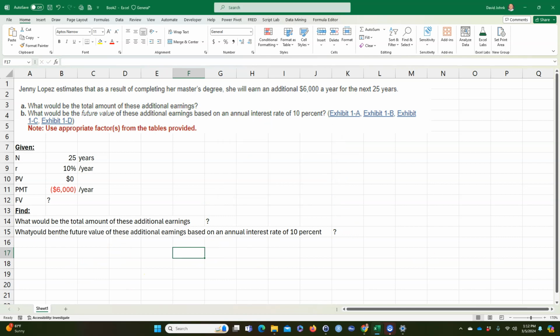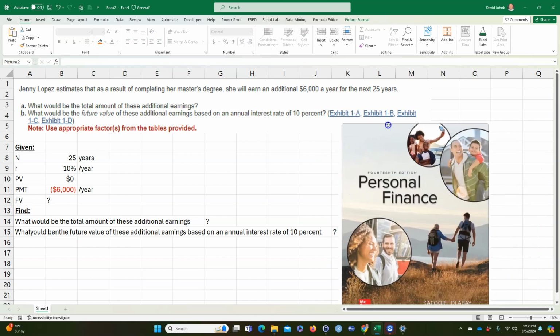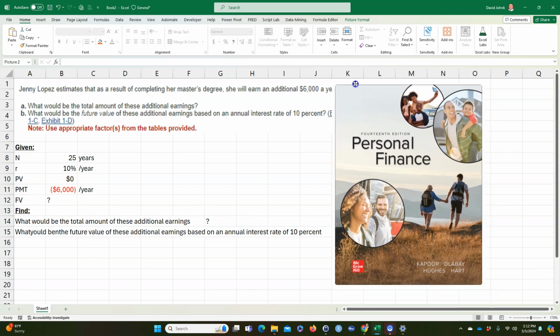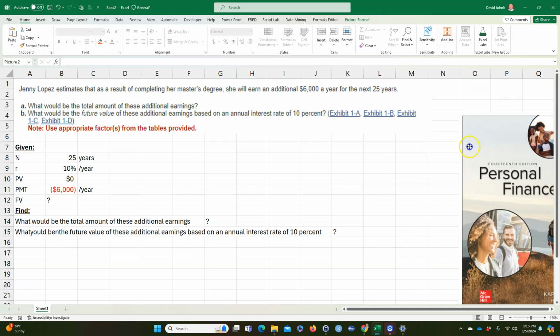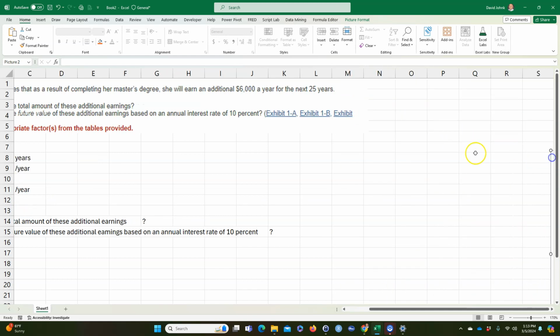By the way, I got this question out of this book. That's a very common question, but I got it out of this book right here. This is the book I'm using to teach personal finance in the spring semester of 2024. A real good book. It's published by McGraw-Hill. Although you can get similar questions out of other books.